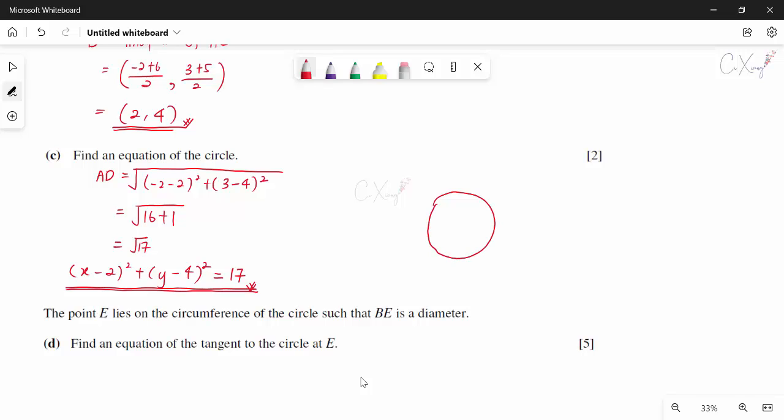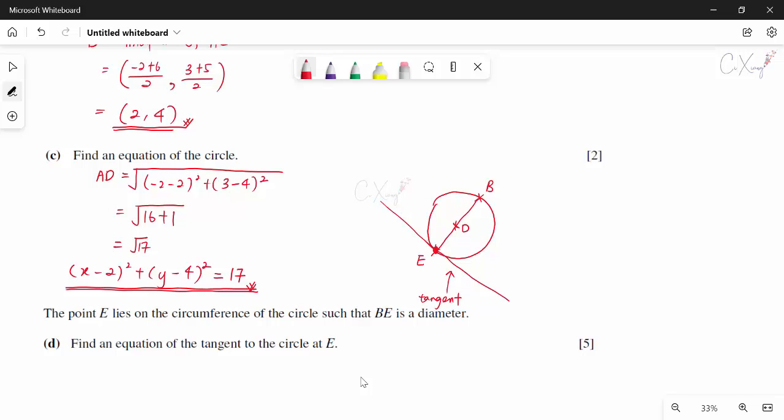we are still having the same circle. Okay, so assume that this is the point B just now that we have. Okay, and then this is point E. So BE is actually the diameter. Therefore, it will pass through the center D. Okay, all right. So now they want to find the equation of the tangent to the circle at E. So this is the tangent line, and they want us to find this equation.